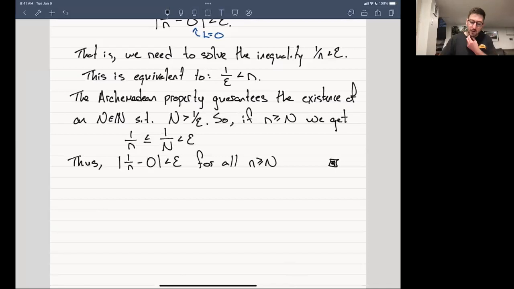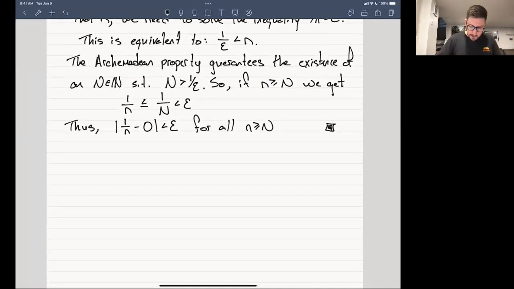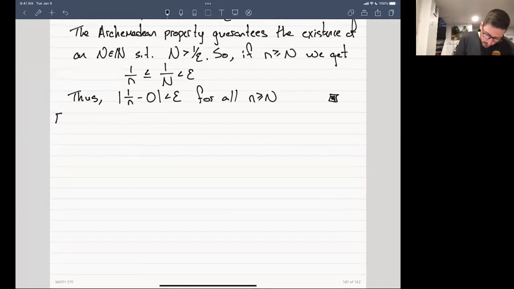So what does this actually say just in words? It says that if you pick some epsilon, doesn't matter how big, how small, I can always find 1 over a natural number that is smaller than that value of epsilon, right? That's what the Archimedean principle is essentially doing in this case. Okay, let's look at another example of a convergent sequence.